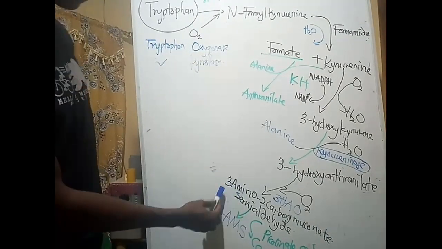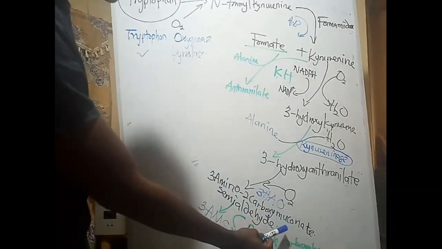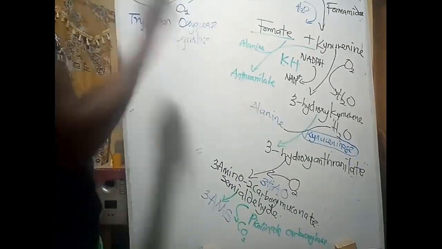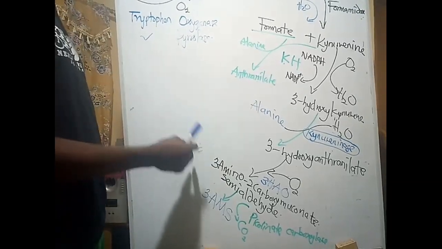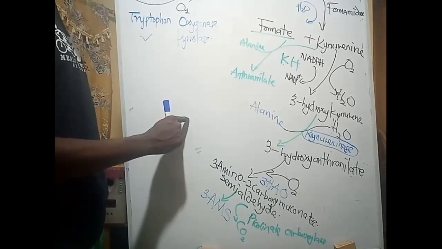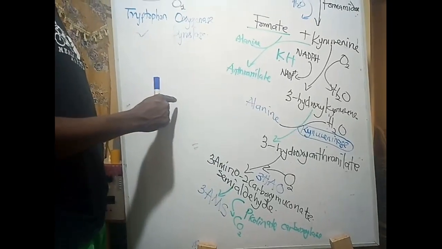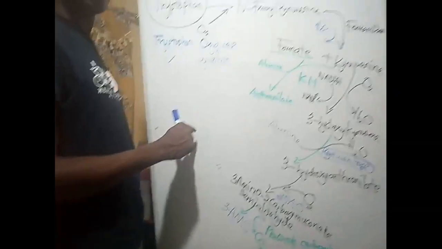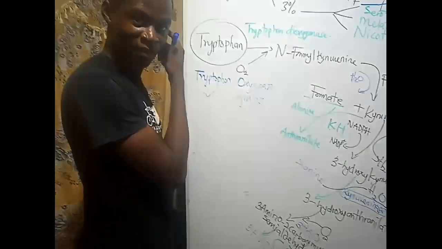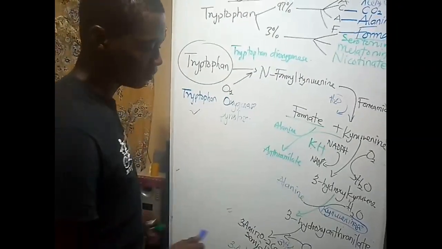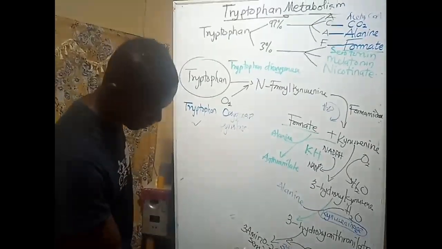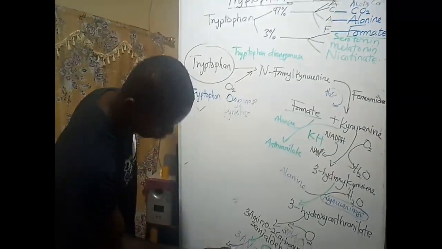Where this compound, 3-amino-2-carboxymuconate semialdehyde, is converted to quinolinate. Now, quinolinate is further converted to nicotinate mononucleotide. So from there we can get NADP, and then we can also get important molecules like niacin from that pathway.